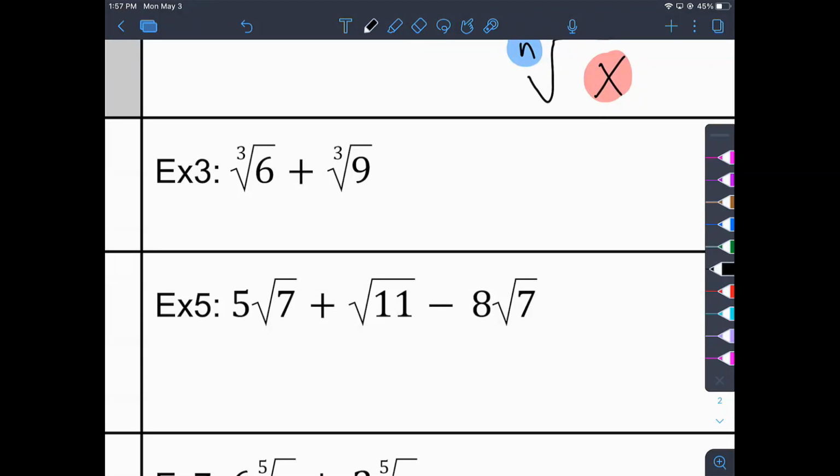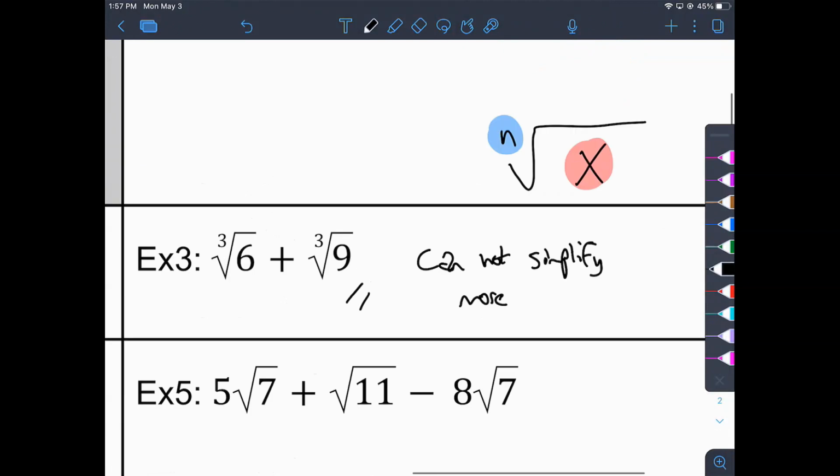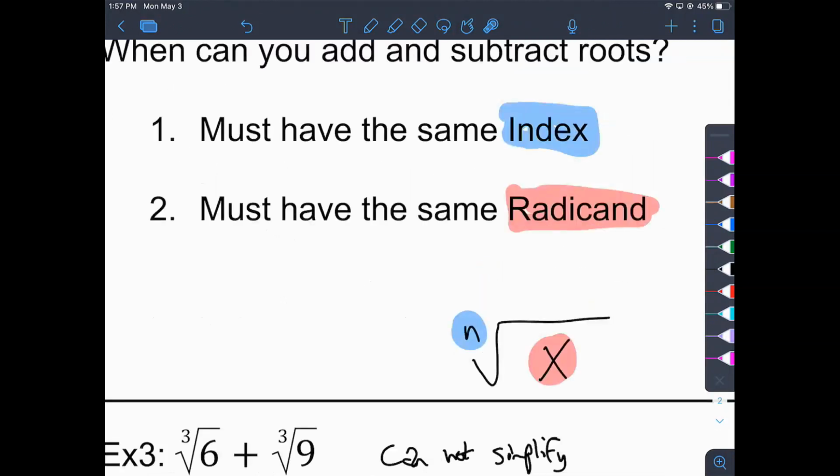So done. Cannot simplify more, because they have to follow the rules of the same index and the same radicand.